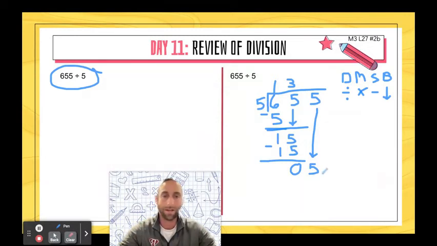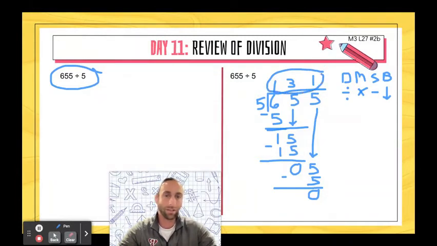So 5 can go into 5 one time. 5 times 1 is 5. 5 minus 5 is 0. Is there anything else to bring down? Nope. So I am done here, and it looks like my quotient equals 131. Let's check this real quick with multiplication just to make sure I'm right.